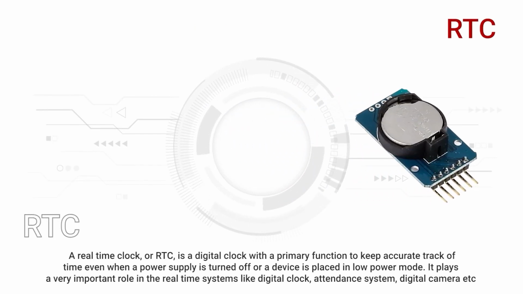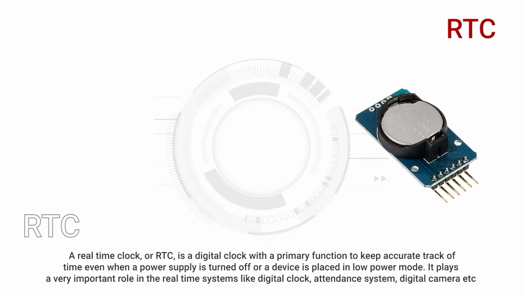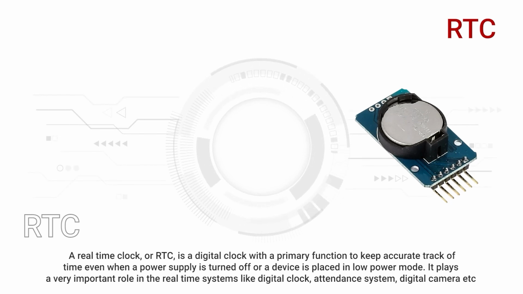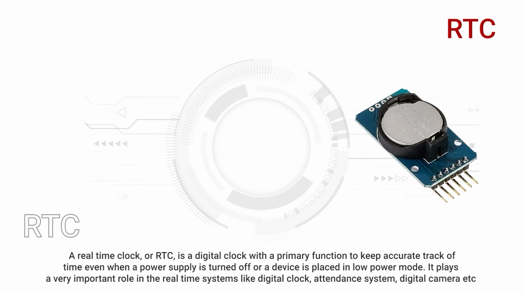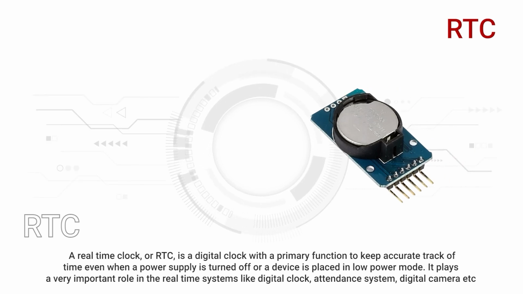A real-time clock, or RTC, is a digital clock with a primary function to keep accurate track of time even when a power supply is turned off or a device is placed in low power mode. It plays a very important role in the real-time systems like digital clock, attendance system, digital camera, etc.